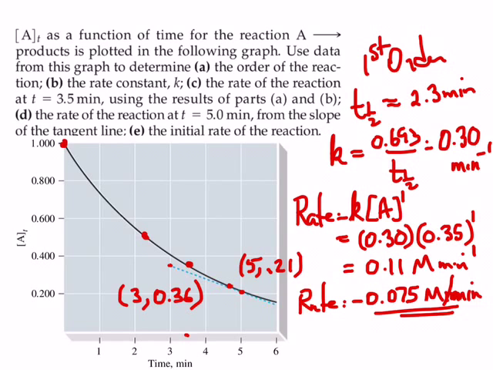What was the initial rate of the reaction? Well, the initial rate would be when the concentration was 1 molar. So if we just use the rate law, we'd get rate equals 0.3 times 1. So the rate was 0.3 at the very beginning of this reaction, 0.3 molarity per minute.